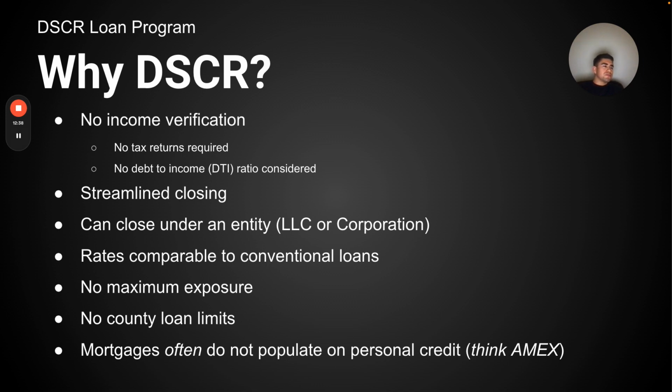Second point here, streamlined closing. Okay, so typically we close these loans in about 14 to 21 days. Very aggressive when you compare it to the traditional route. You're looking at about 30 days on average to close. So that gives you a little bit more strength when you're submitting your offers and negotiating with the selling party.